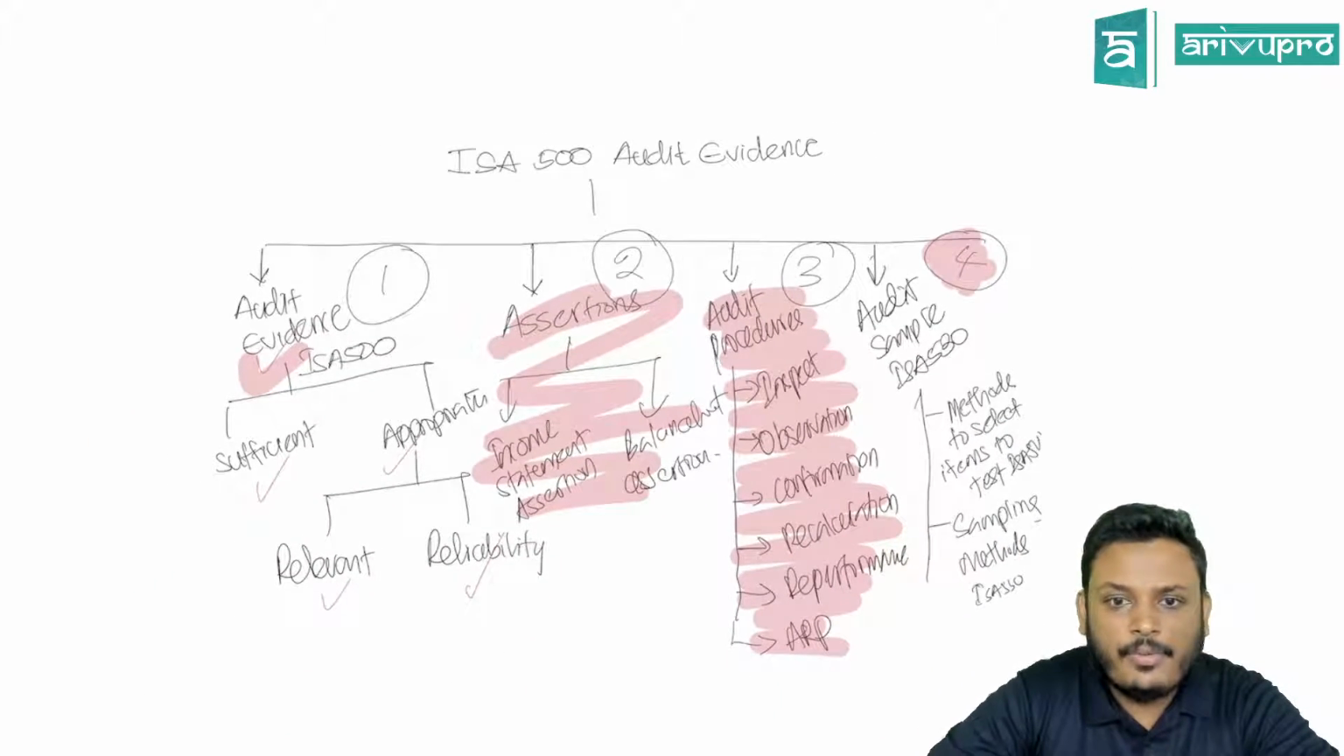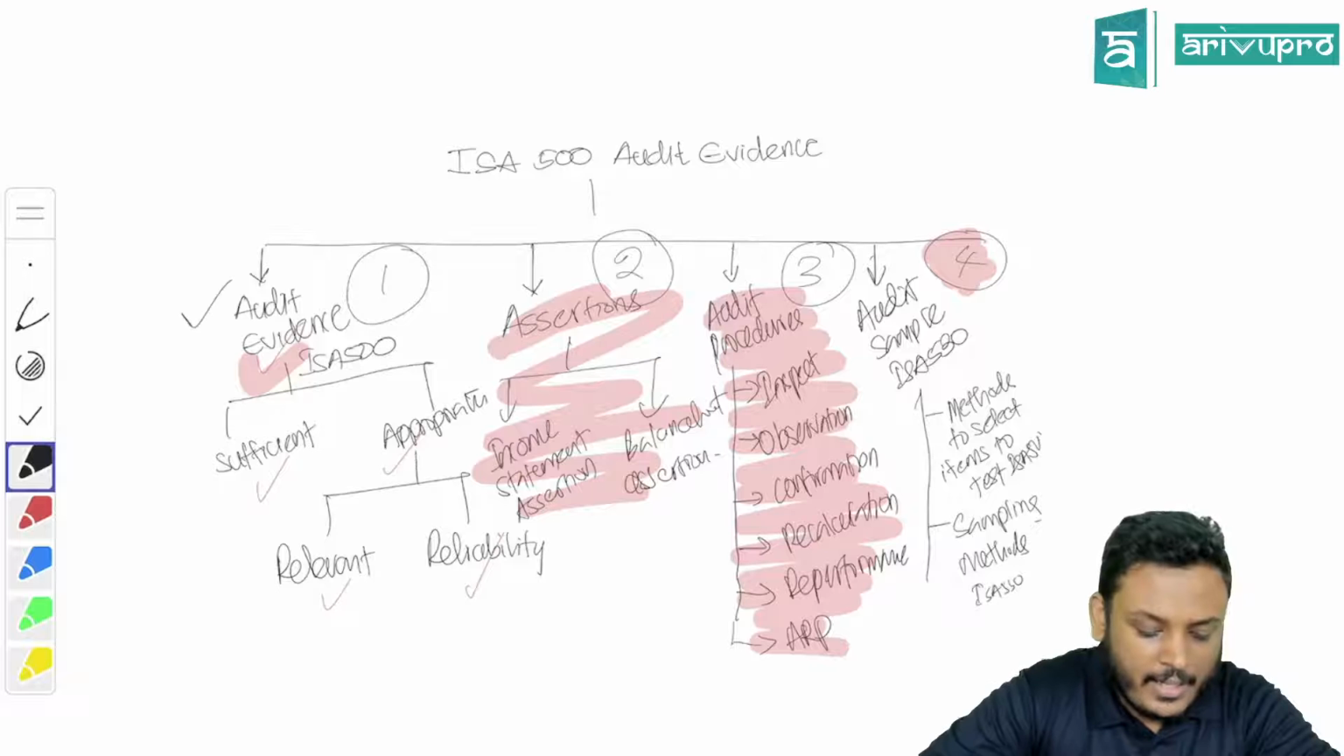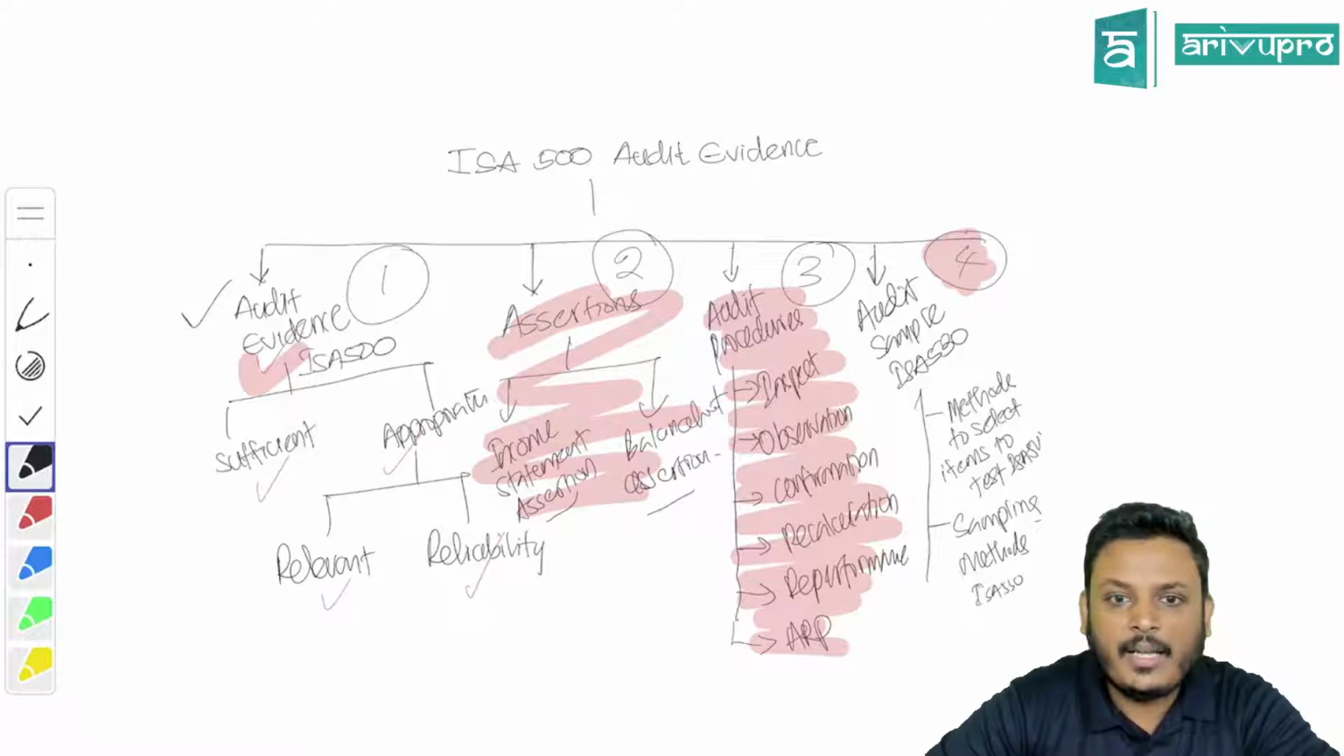In the flow chart, audit evidence ISA 500: number 1, sufficient and appropriate. The appropriate can be further subdivided into two: relevance and reliability. If I move to the second one, assertions. Assertions are further subdivided into two: income statement assertions and balance sheet assertions.